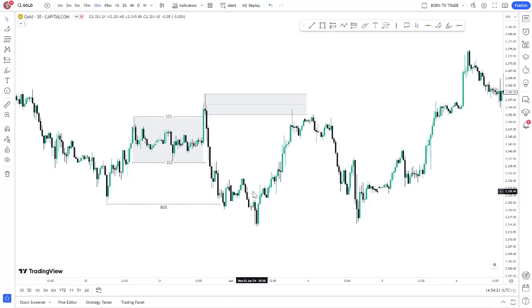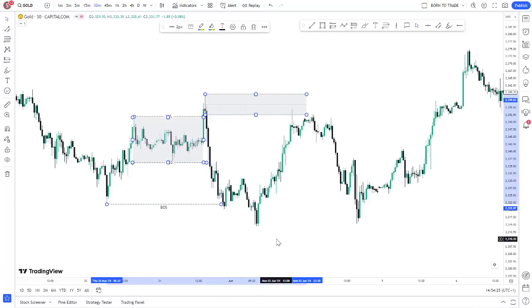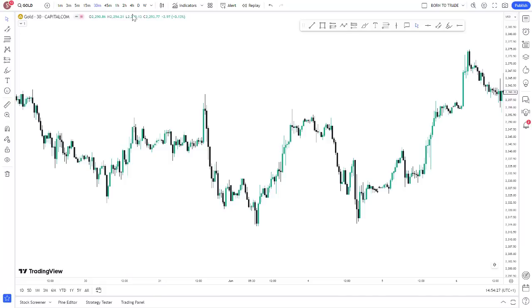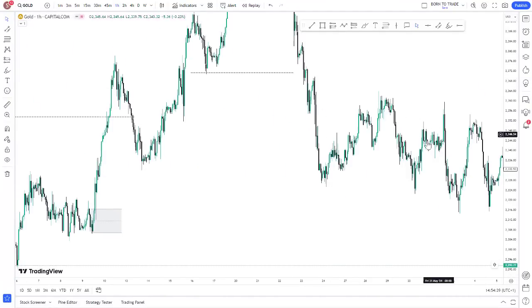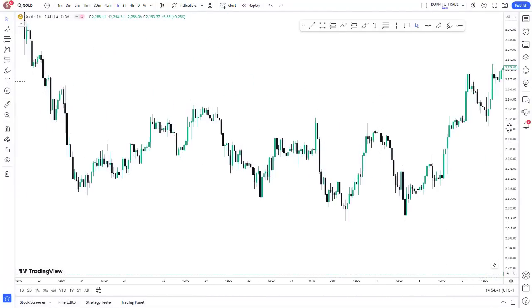So it was a good one, but this was not actually the main example I wanted to show. Let me show you the main example, the one I prepared for this particular lesson, but I had to show you this one because it's actually a good example. So it's still on gold, and this is still on the 1 hour time frame.